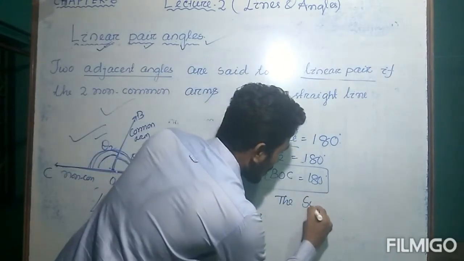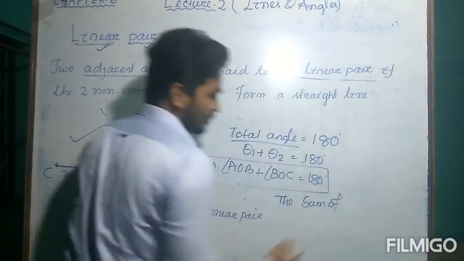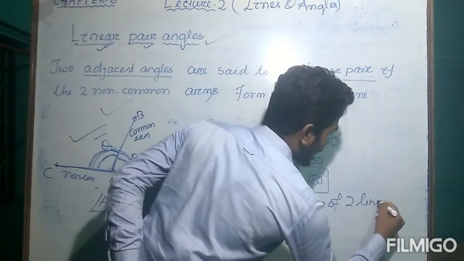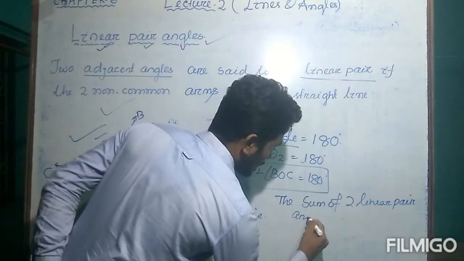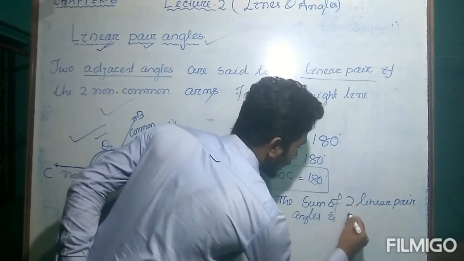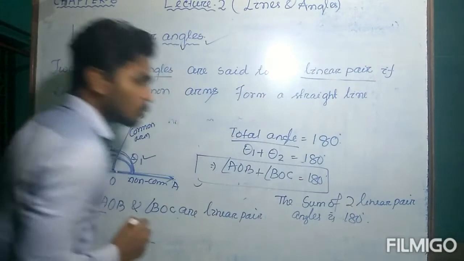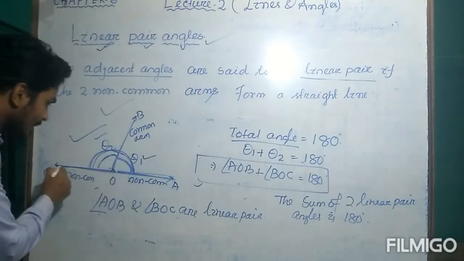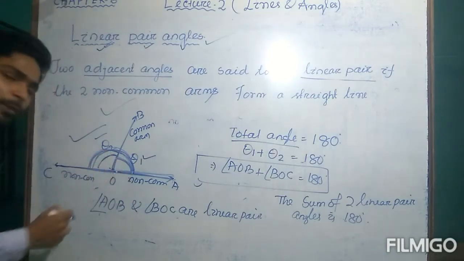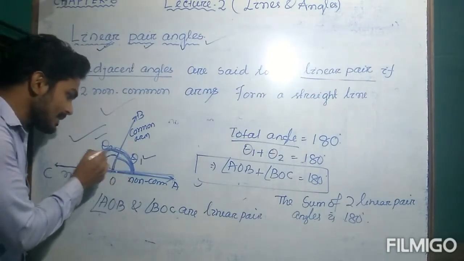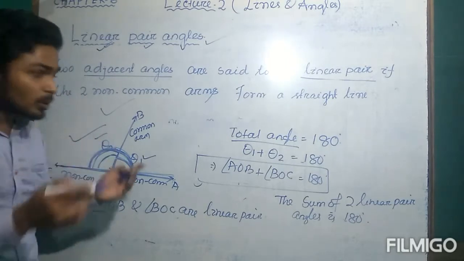The sum of two linear pair angles is 180 degrees. Okay, I have told you the reason. The reason is that they form a straight line, and a straight line means it will make an angle of 180 degrees. So this angle plus this angle, theta 1 plus theta 2, is equal to 180 degrees.